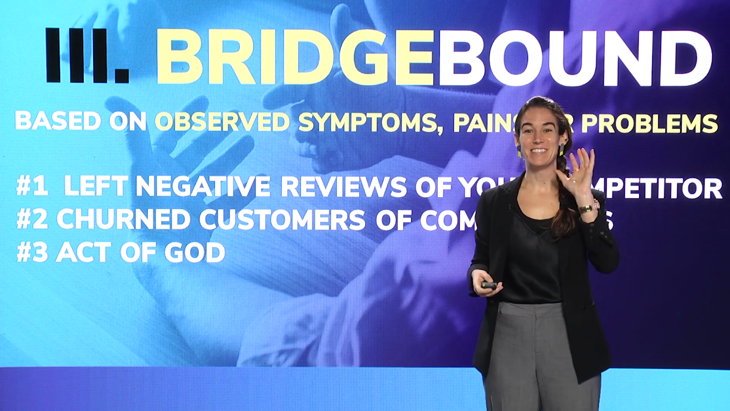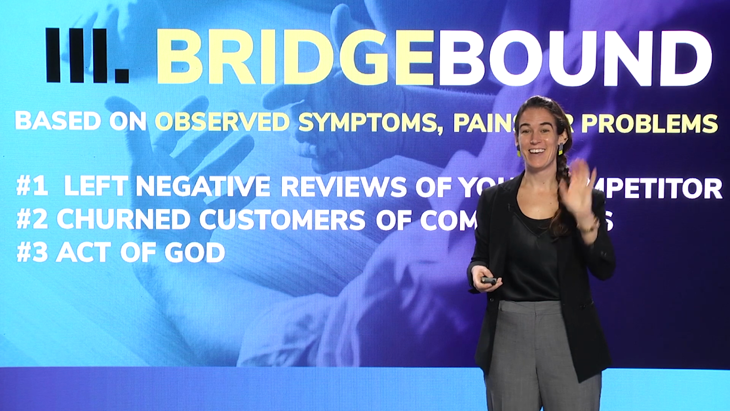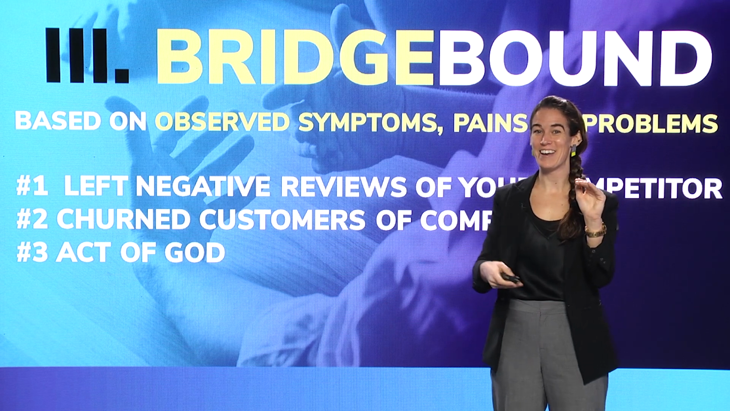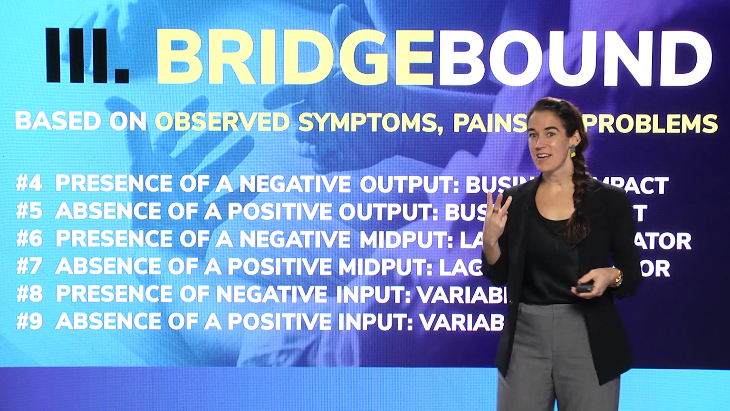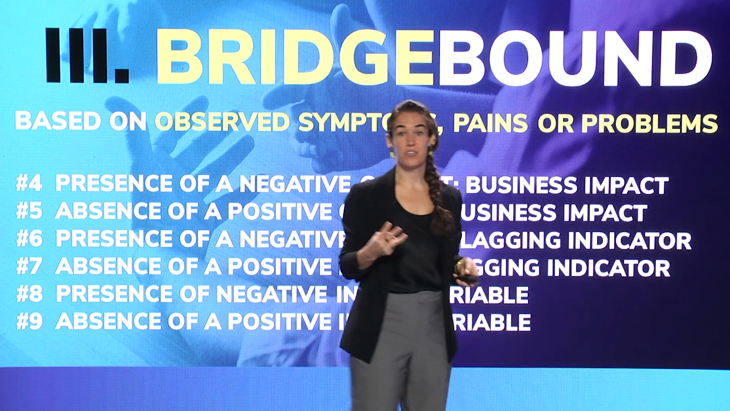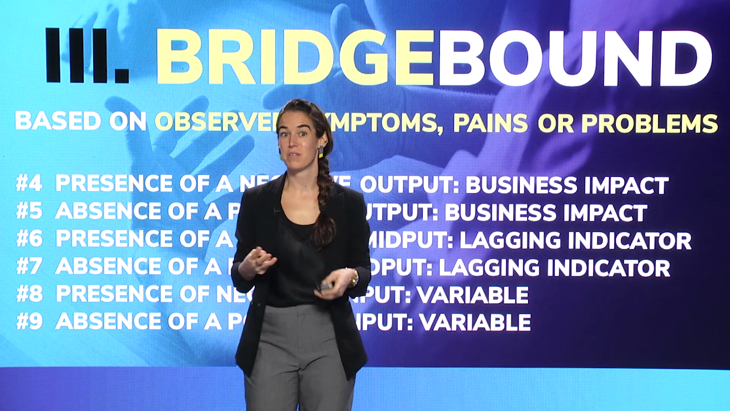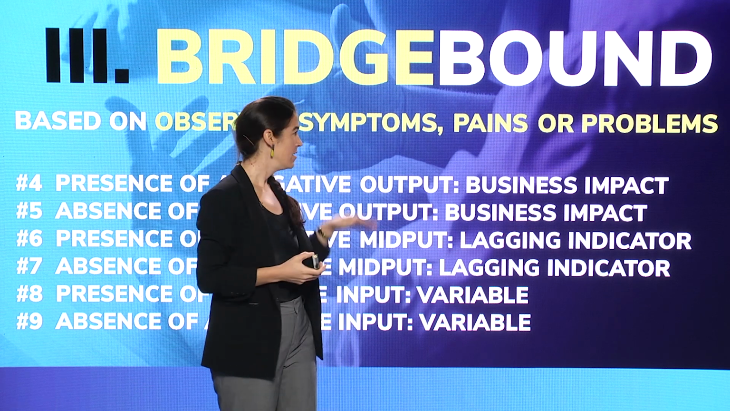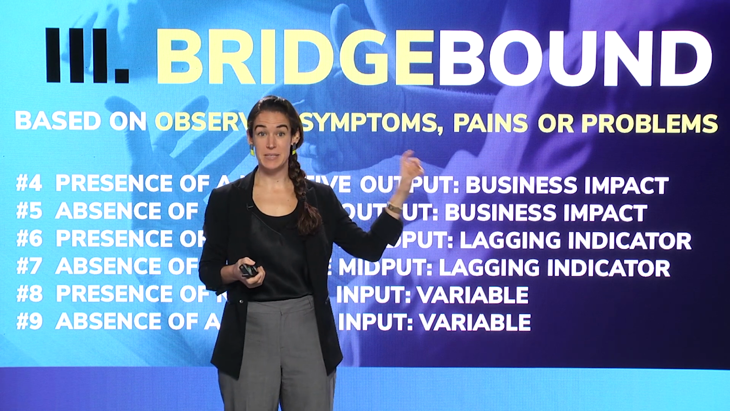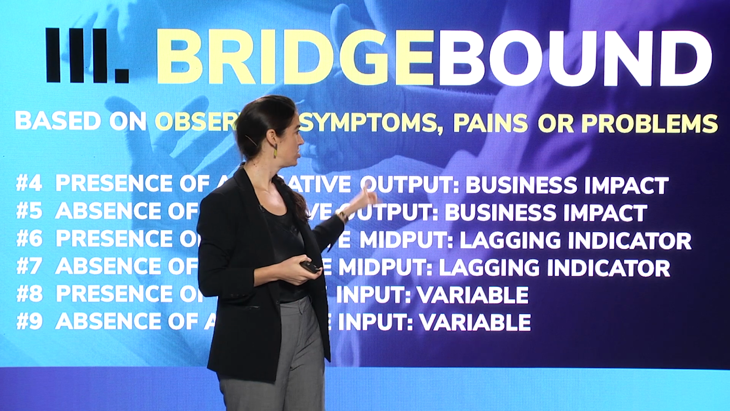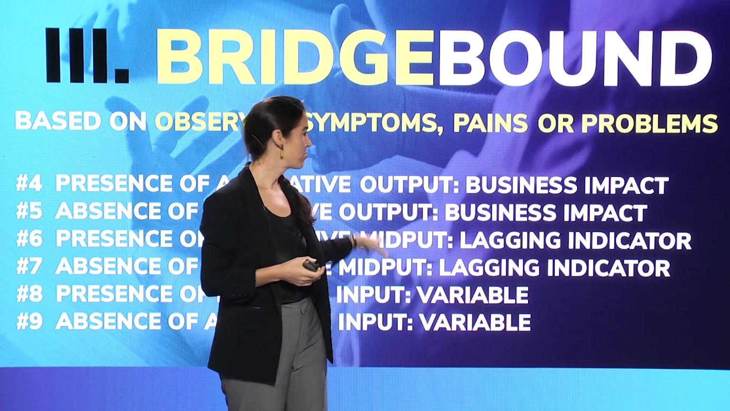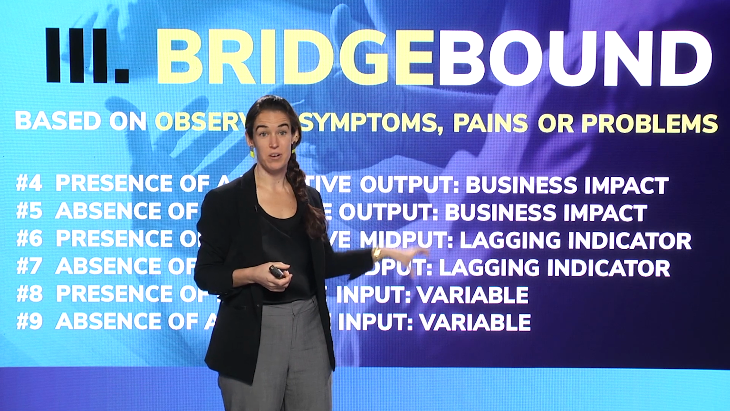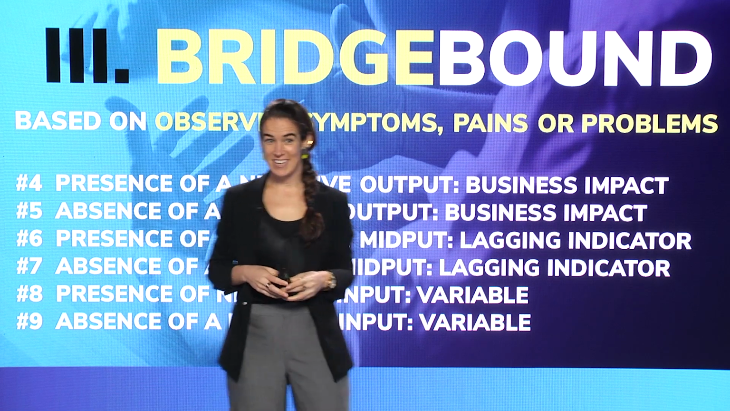However, there is a second set of 6. And this is what I am very, very excited about. So there are 3 kinds of external factors that you can look for with your prospects. Number 1 is going to be a business impact. Number 2 is going to be a lagging indicator. And number 3 are going to be variables. So let's dig in here.